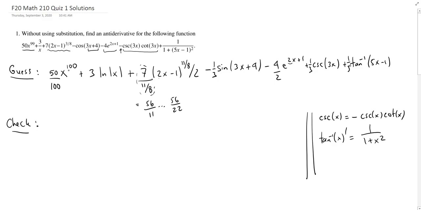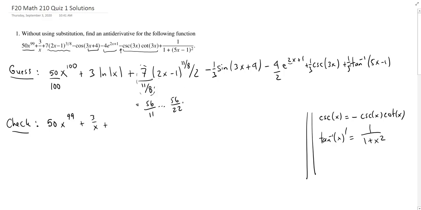So let's see, this first one, I take a derivative, the 100 comes down and kills the 100 on the bottom, and I'm left with a 50, x, and then the exponent drops by 1. Cool. Now I have 3 times the natural log of x. The derivative of ln of x is 1 over x, so this is plus 3 over x.